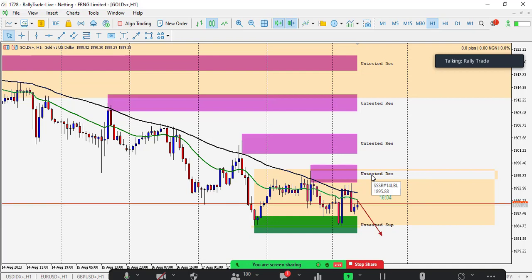I would like to wait for the market to trade upward towards this supply zone here, or I would still like to wait for the market to break this level or to target this level. Then I would like to continue selling from there.